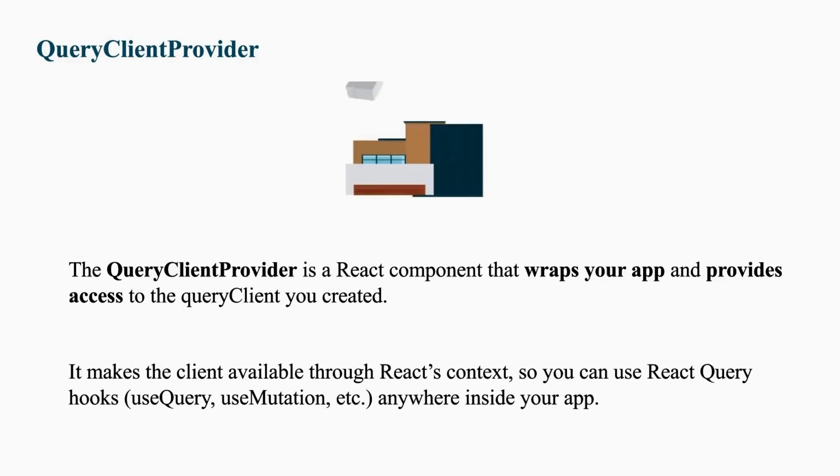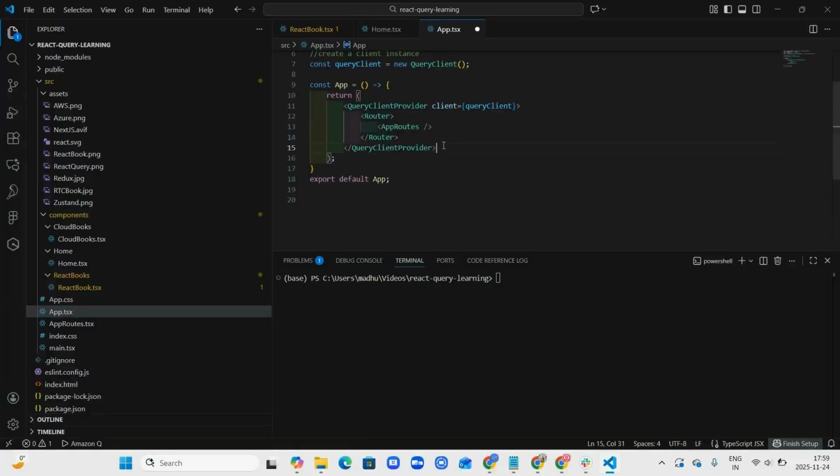So first thing, to use query, you should first create a client instance. That has been done using QueryClient. And next, to make it available to your whole application, you need one more thing that is called QueryClientProvider. So this is something again like a context API that allows you to make use of React Query hooks anywhere inside your app.